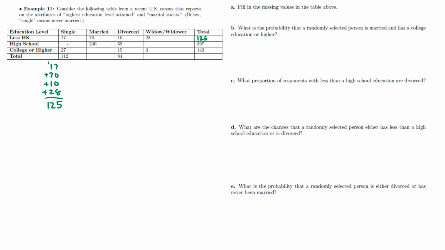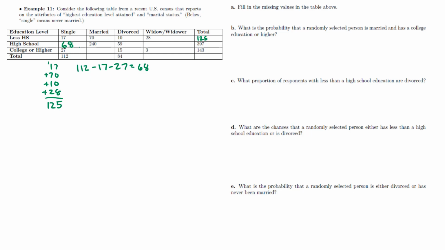All right, let's see. How about this one? We know that it all has to add up to 112. So if I take 112 minus 17 minus 27, that should give me 68. And that would be the number of people who have never been married, because that's what single means in this particular table, and whose highest education is high school.